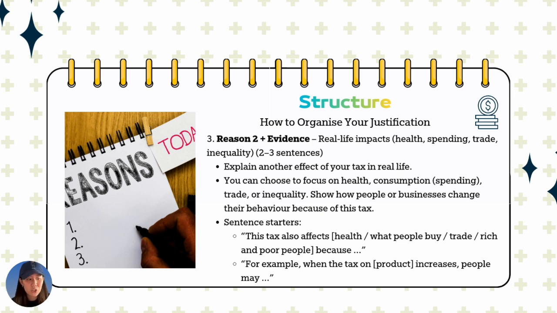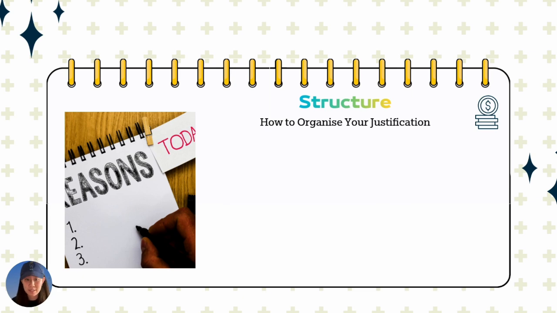You also want to show how people or businesses change their behavior because of this tax. The sentence starters on the slide say, "This tax also affects health, what people buy, trade, rich and poor people because..." You can use these starters as well. This part helps you show that you can integrate knowledge. You're not just talking about money, but also about real people and real choices.